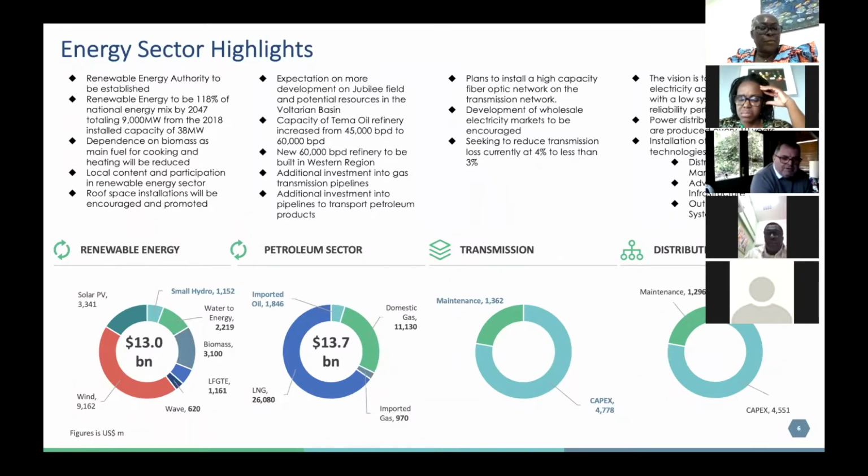On the power transmission side, there's additional investment to be made to create a much more stable transmission network and to reduce the transmission losses, currently at 4%. And again, the focus is on putting in technology solutions to reduce the losses on the system.